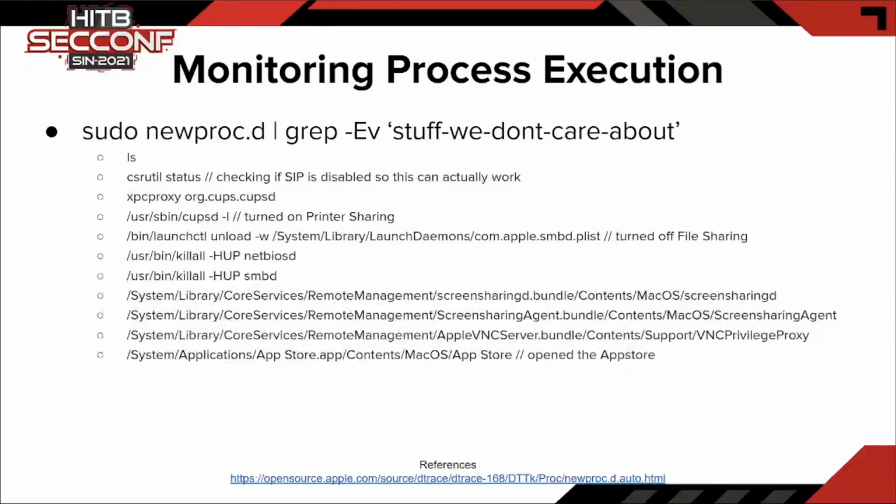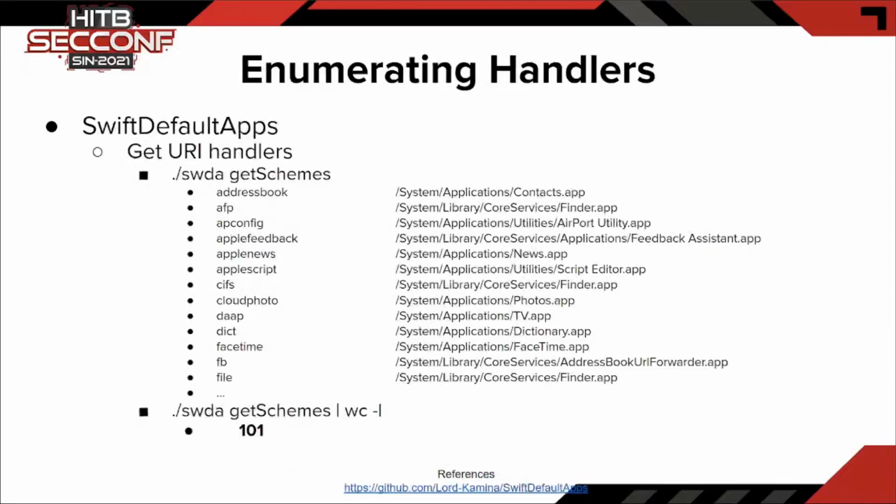Looking at the different handlers on the system, there's a pretty cool app called Swift Default Apps. There's a script, SWDA, that you can run to get the schemes, and that will give you the different URI handlers on the system. So you can see there's quite a bit, 101 when I ran this on a test box, and it maps each one. You can sort of get an idea of the attack surface as far as URI handlers go, and what you can execute on a system like that.